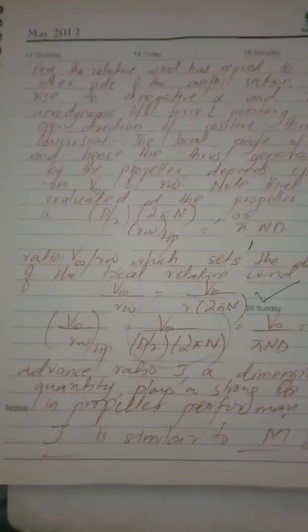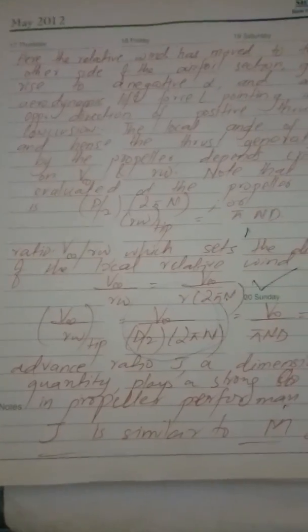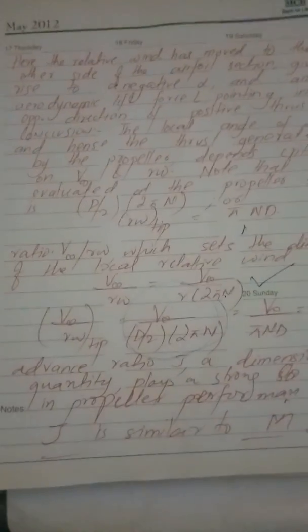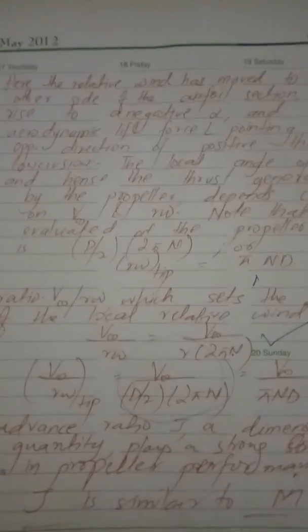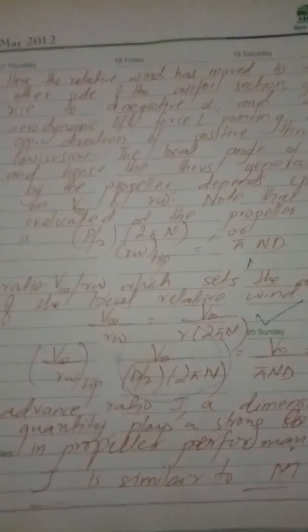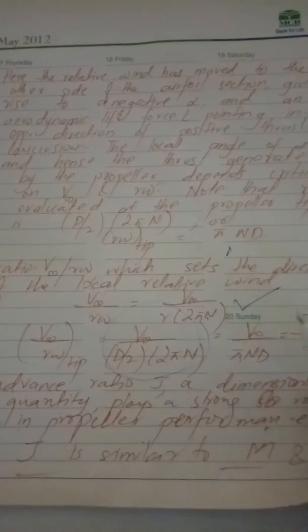It is the advance ratio, and we have discussed it in terms of the free stream velocity V, n, which is the number of revolutions per second of the propeller, and d, which is the diameter. But we have to add on the tip as well, so that will give us the wholesome effect. So J is similar to M and Re, the Mach number and Reynolds number. It is a dimensionless quantity, similar to the Mach number and Reynolds number.